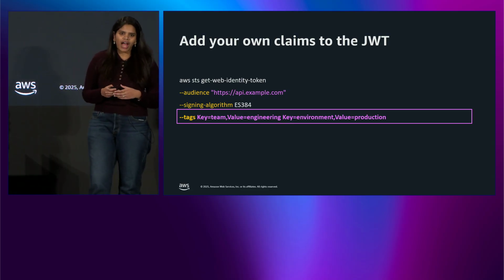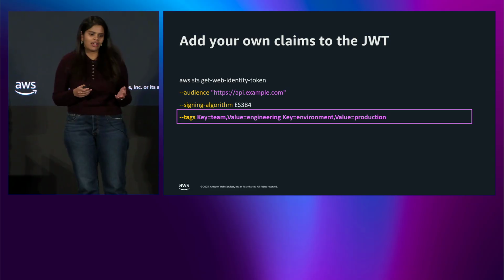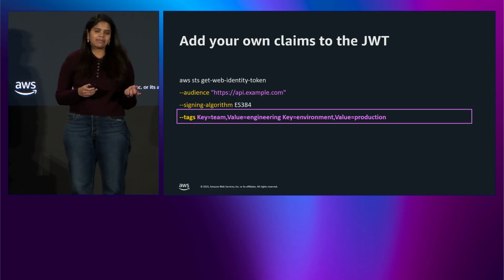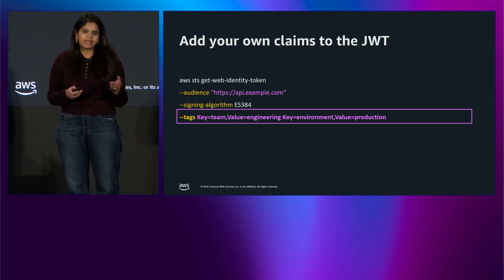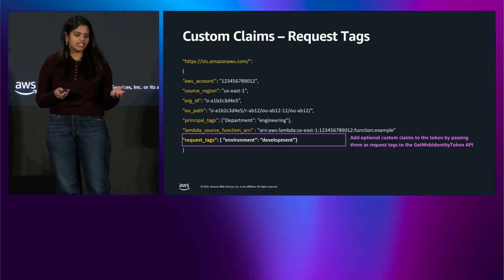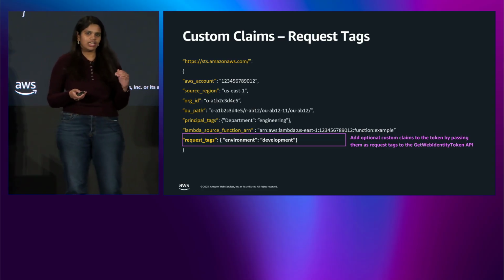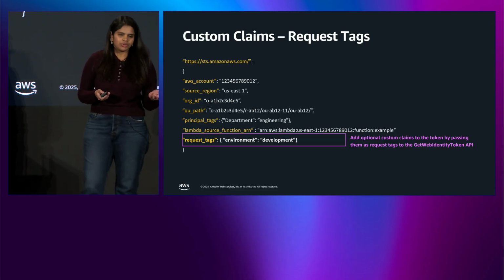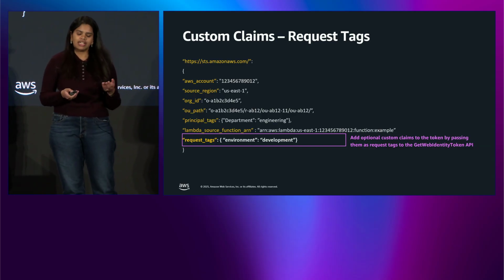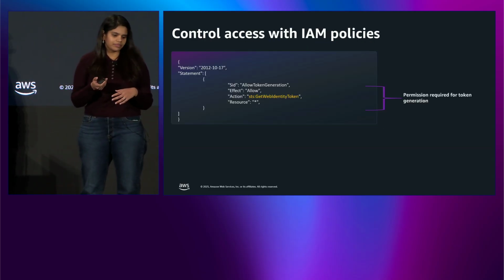Now, if you wanted to add your own claims to the token, you could do that by passing the tags parameter to the API call and specifying the key value pairs. All of these would show up under the request tag section in the token, and you can use these again for fine-grained authorization in the external service.